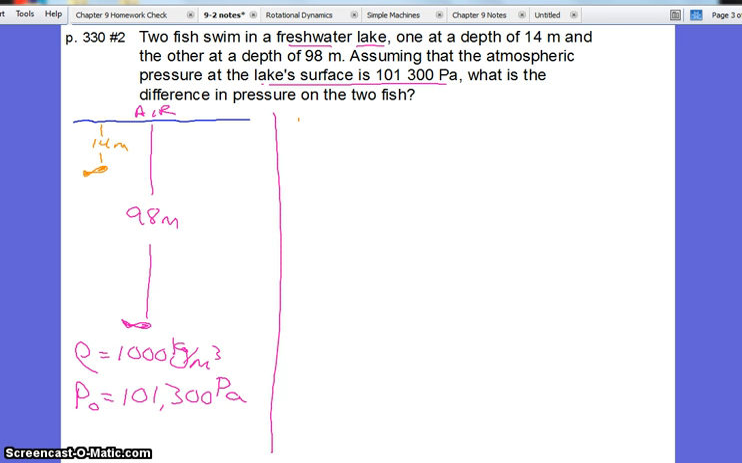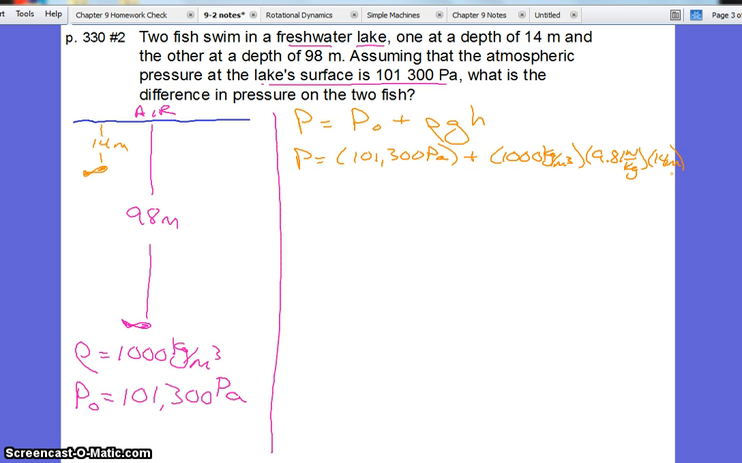So our pressure equation is, pressure is the pressure at the top plus the density times gravitational field times the depth. And so we have 101,300 pascals plus 1,000 kilograms per cubic meter times 9.81 newtons per kilogram times 14 meters. We get the pressure of the orange fish, we'll call this the first fish, and we get that to be 238,340 pascals.